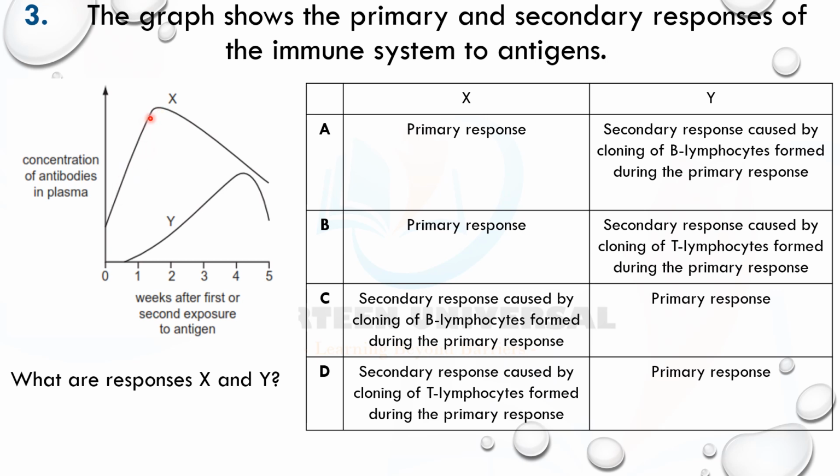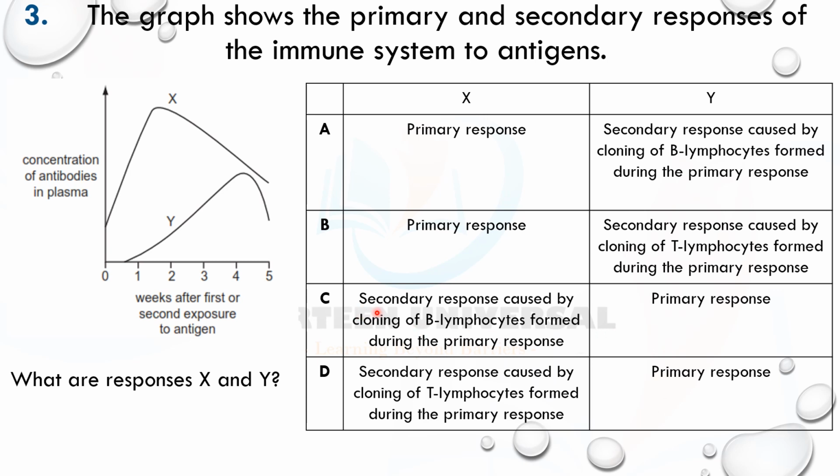Secondary immune response: number 1, it is very rapid. Number 2, a large concentration of antibody is usually produced. So this must be secondary. Now this must be primary because it takes time, right? Because clonal selection takes time, before the specific clone of B lymphocytes that can recognize the antigen is selected. So X must be the secondary immune response. So A and B are eliminated. Now Y is primary.